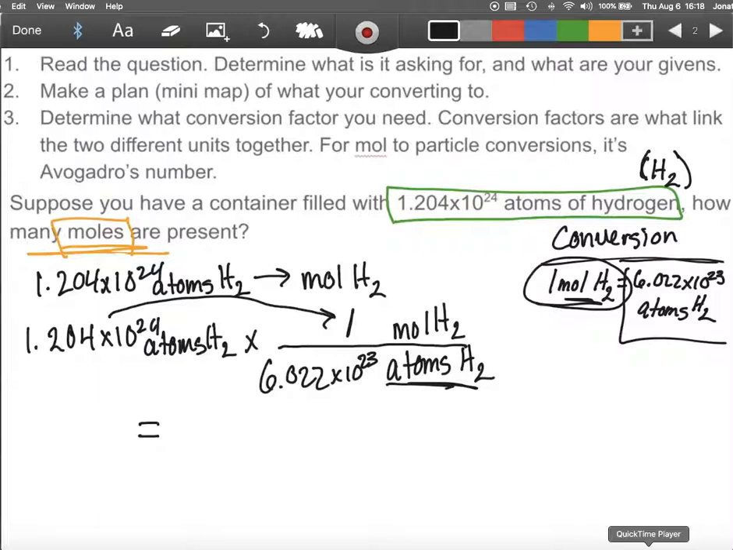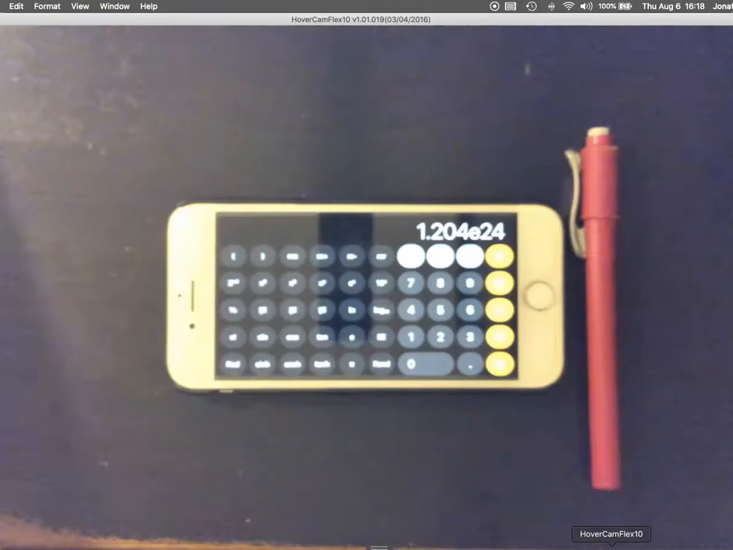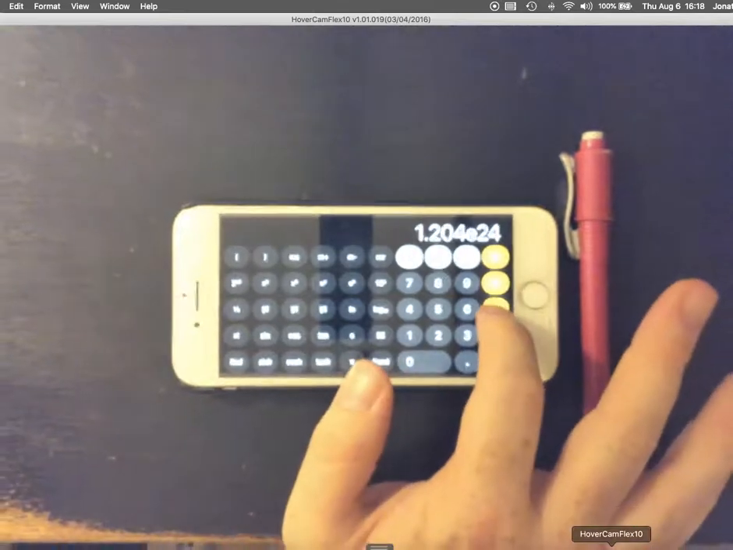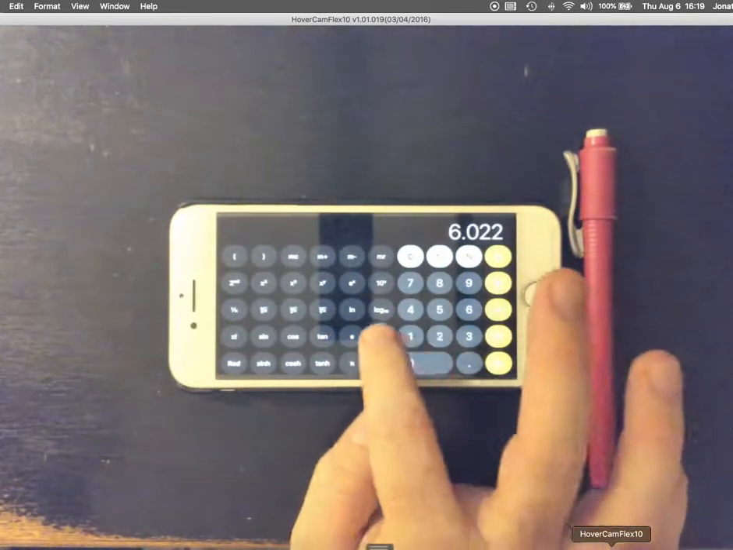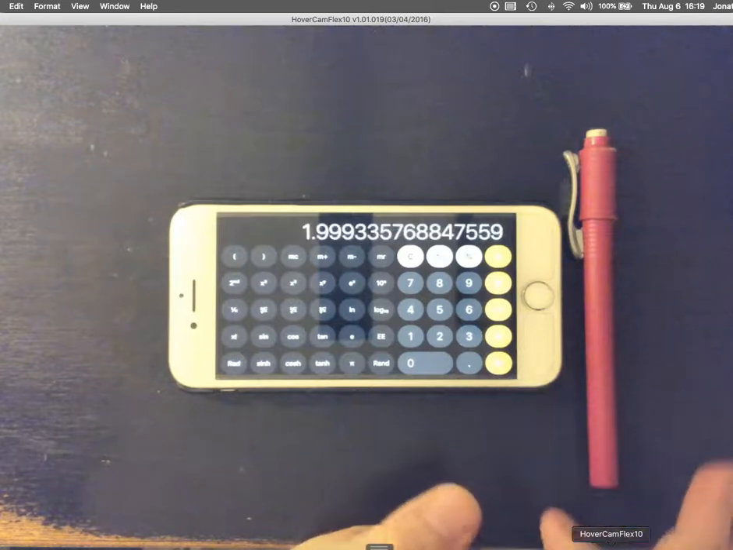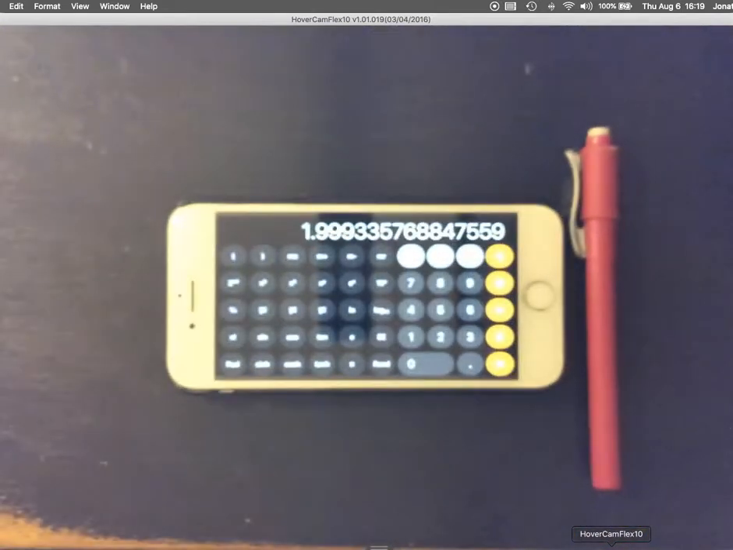Based on what we had here, we multiply that by 1, which would just give you that number back, but then we need to divide it by the stuff on the bottom. We need to divide it by 6.022 times 10 to the 23rd. So we hit the division sign and type 6.022 e to the 23. We hit equals, and then we have 1.99, which in that case we'll just round to 2.